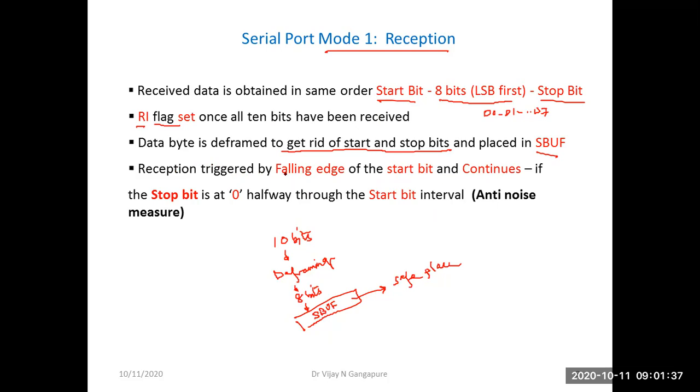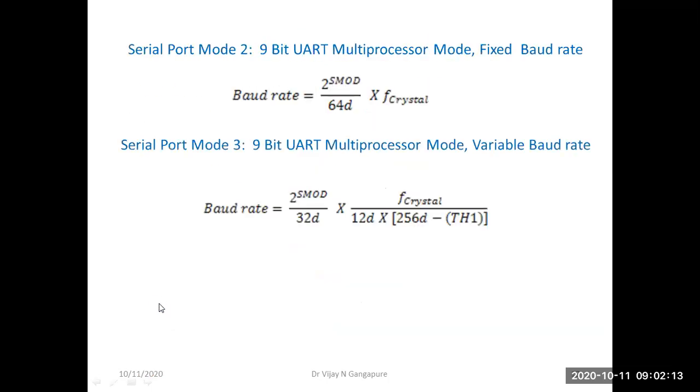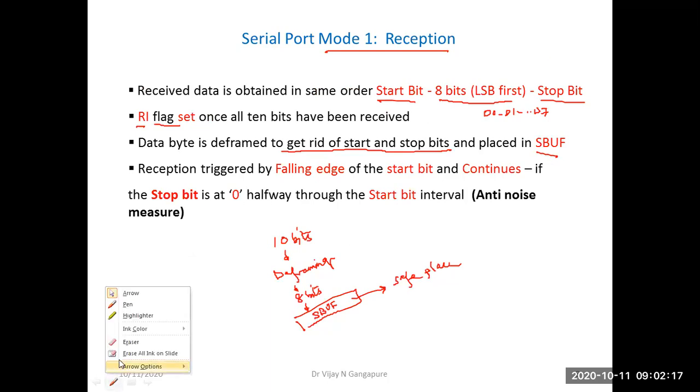Reception is triggered by the falling edge of the start bit, and continues if the stop bit is 0 halfway through the start bit interval. So after receiving these 10 bits, suppose there is again a start bit, so the start bit is 0. Reception is again triggered by the falling edge of the start bit and continues.